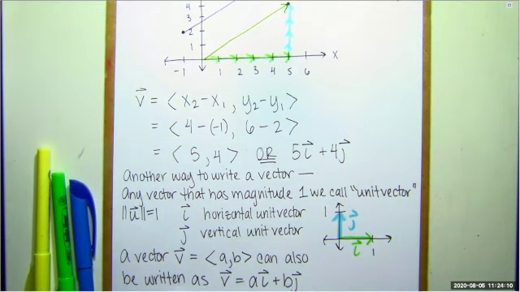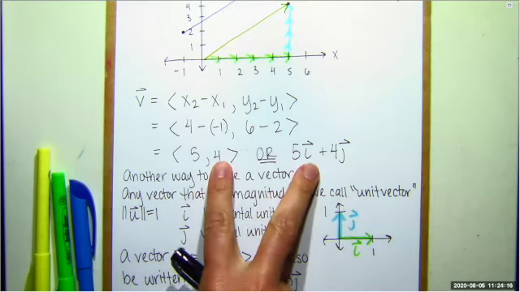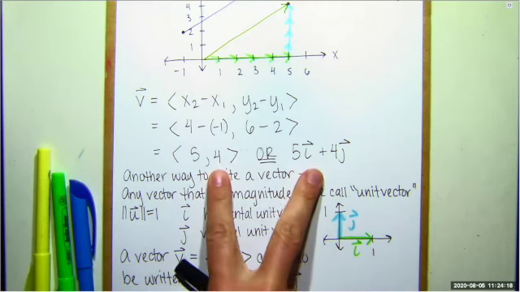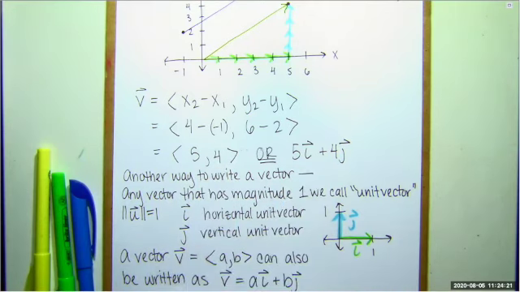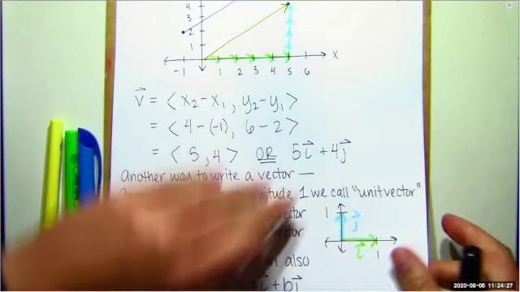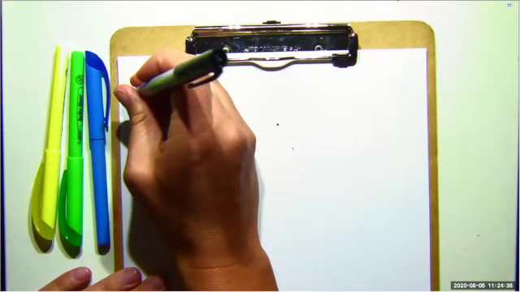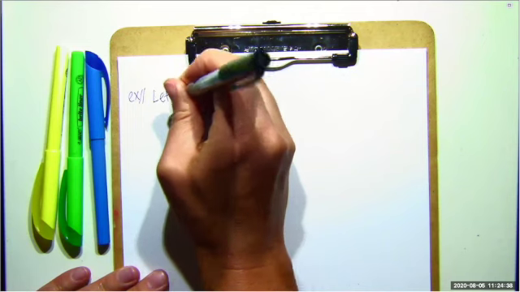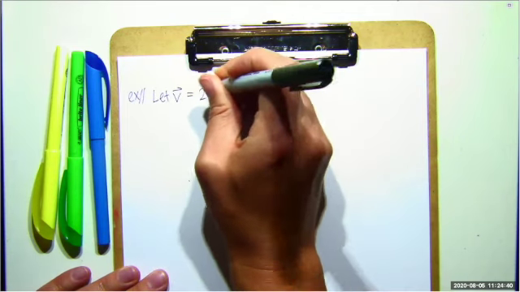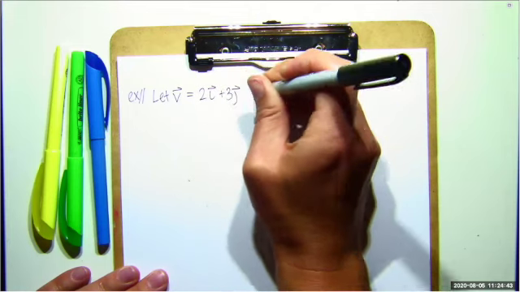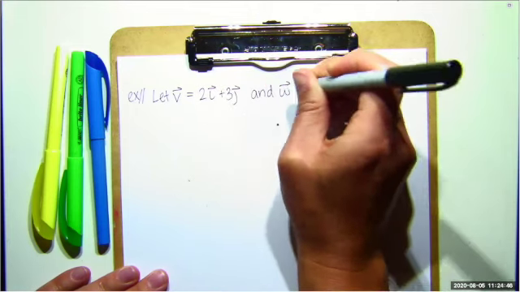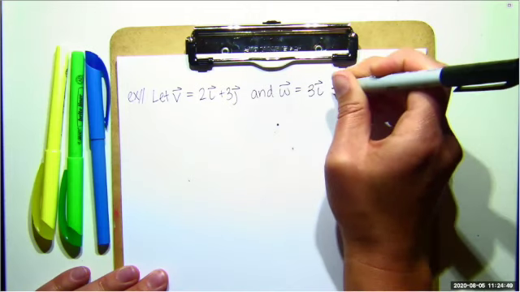Okay, so let's do one more quick example where we add vectors together, and we'll do them in both of these forms, and we'll see that once we have this position vector written out in either one of these forms, doing vector math is actually pretty simple. So let V equal 2I plus 3J and W equal 3I minus 4J.